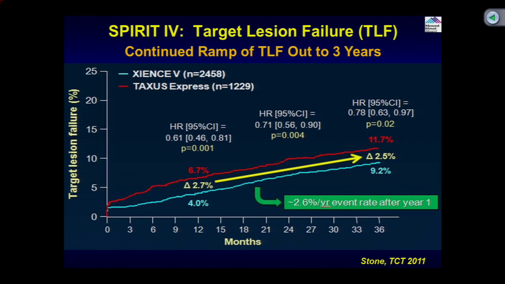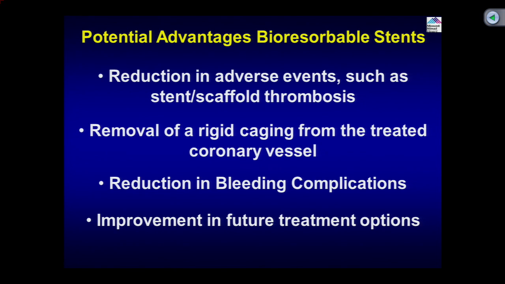Therefore there is a concept that once you leave the metal behind, it will continue to give trouble in the long run. And therefore the whole concept of bioresorbable stents is the reduction in adverse events, such as stent scaffold thrombosis, recoil, and removal of a rigid cage from the treated coronary vessel, reduction in bleeding complications, and improvement in future treatment options. But more important, once you remove the cage, this metal, the vessel will have normal vasomotor motion.